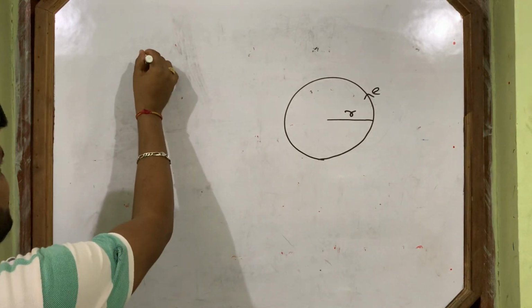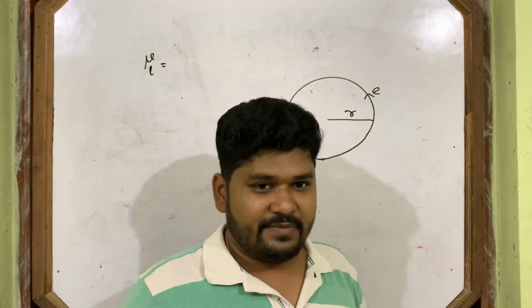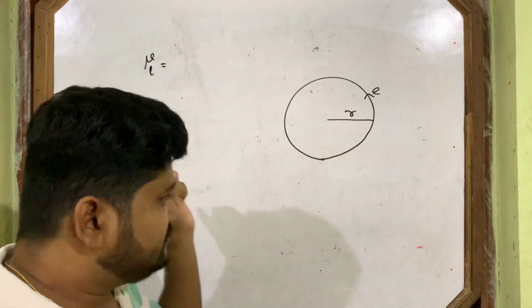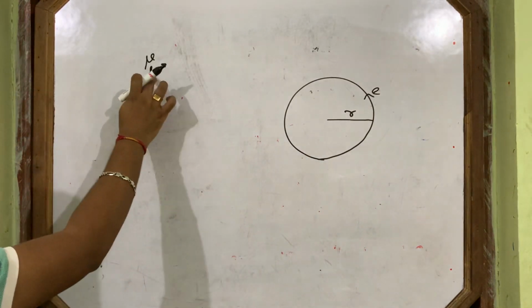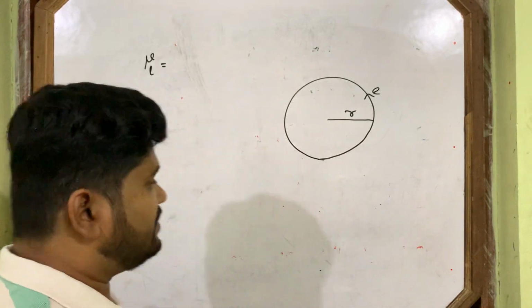So what is the magnetic moment? We write the symbol for this as mu L. I use the symbol for magnetic moment capital M, but here I am writing the symbol mu L. L stands for the orbital azimuthal quantum number, mu L.